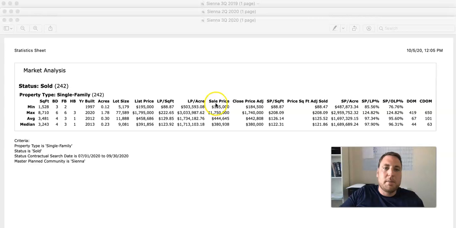So the quarter that just passed, the average sale price in Sienna, 444,000. Pretty big difference from the median, 380,000. So I would guess some high value properties sold in the third quarter, pulling that number up. Selling price per square foot, $126. Selling price to list price percentage, over 97%, almost 98% on the median.